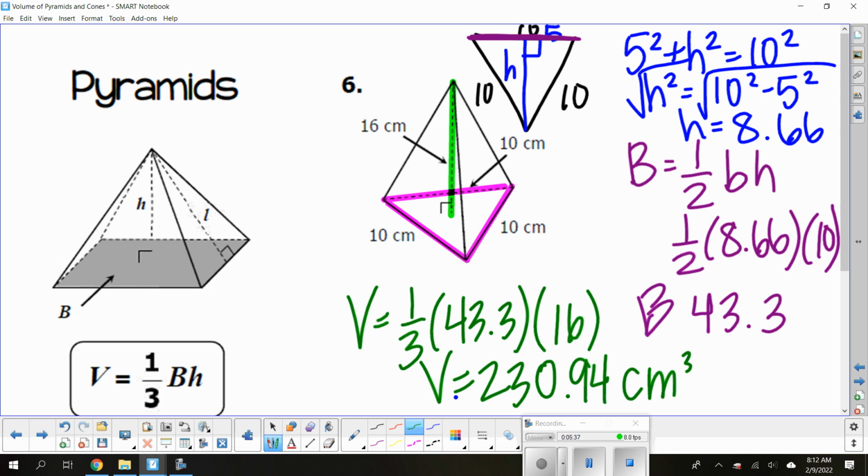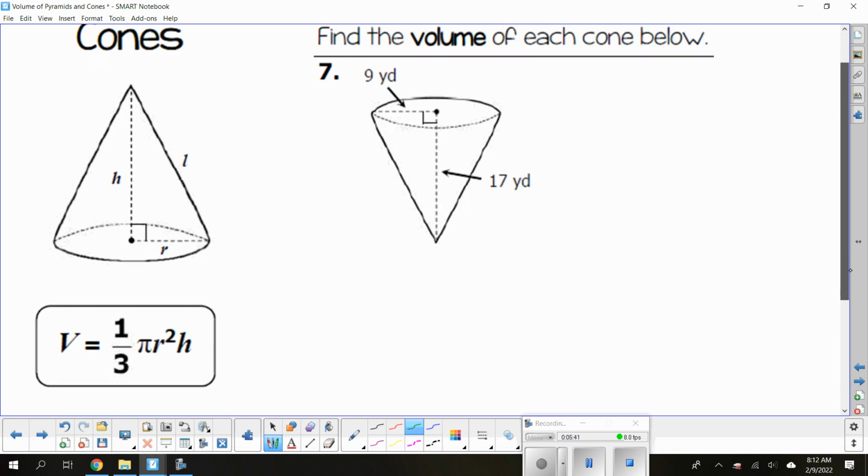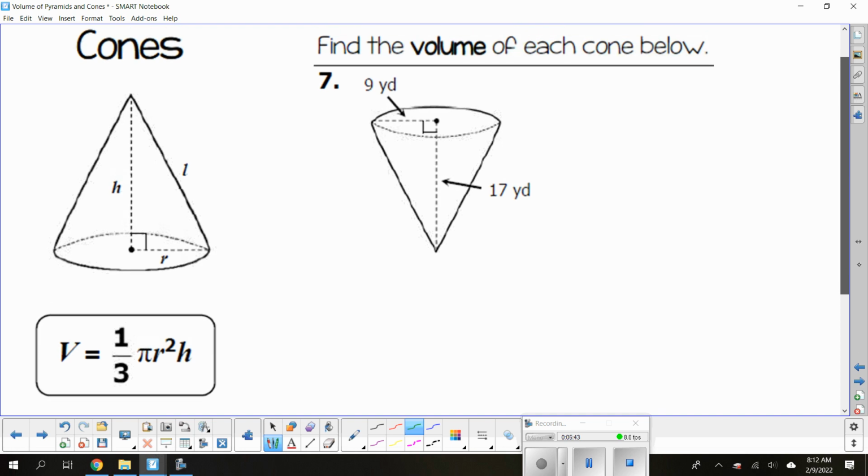Okay, let's look at cones. So cones have a very similar formula to cylinders, except again, it's going to have my 1/3. 1/3 pi radius squared times your height. Anything that comes to a point, you just need to remember that 1/3. So basically, you're going to forget, try to remember it.